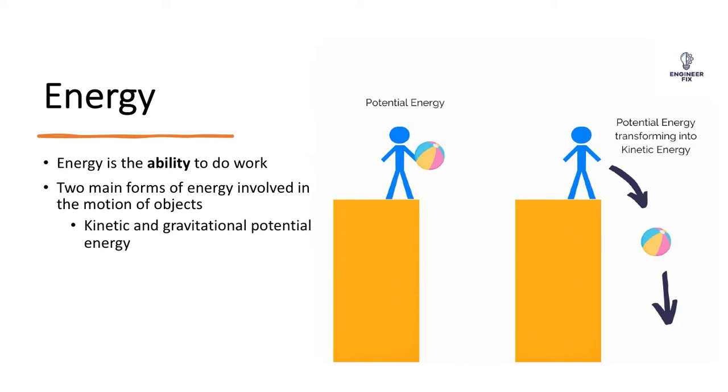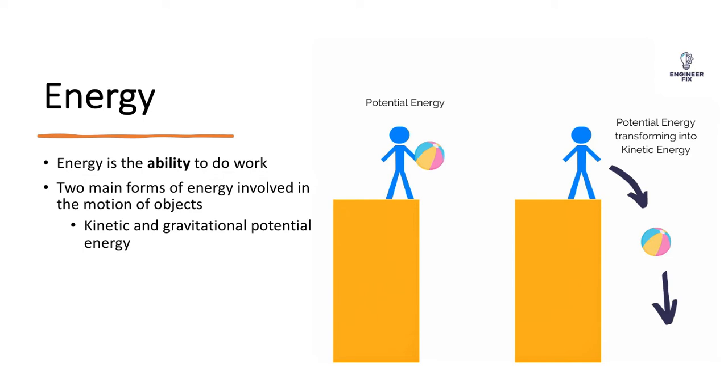Okay, so energy is the ability to do work. Work and energy are sometimes interchangeable, but energy can also be stored instead of actually being used to do something. So energy is the ability to do work rather than work being done. Two main forms of energy involved in the motion of objects are kinetic and gravitational potential energy.